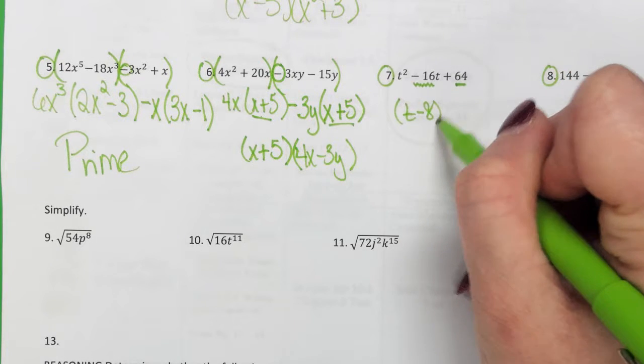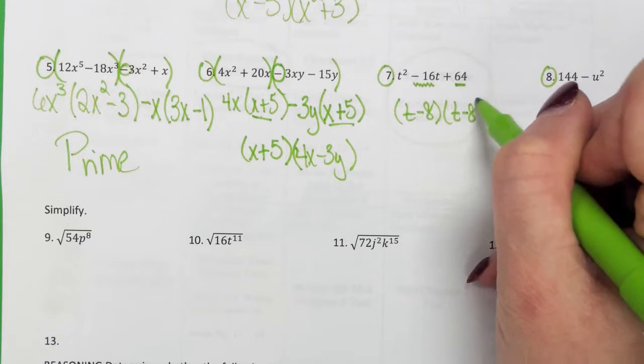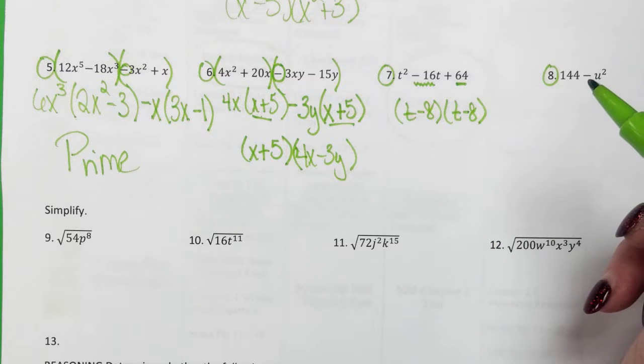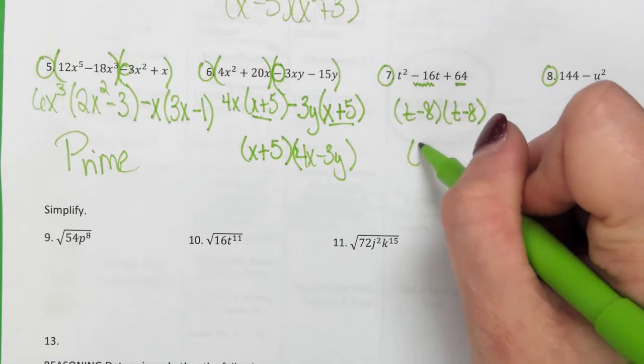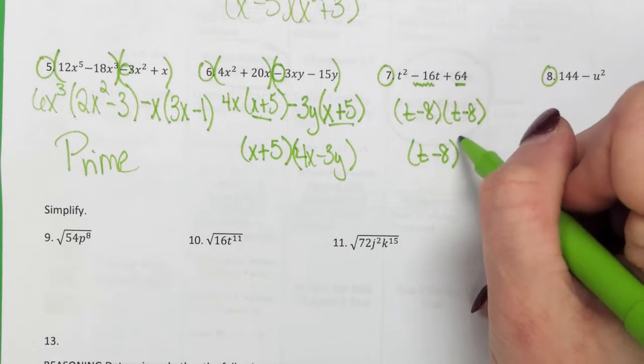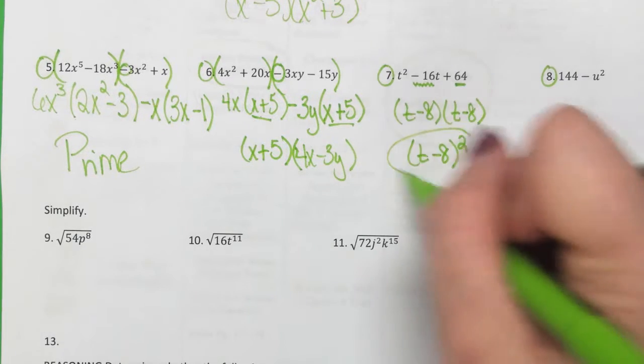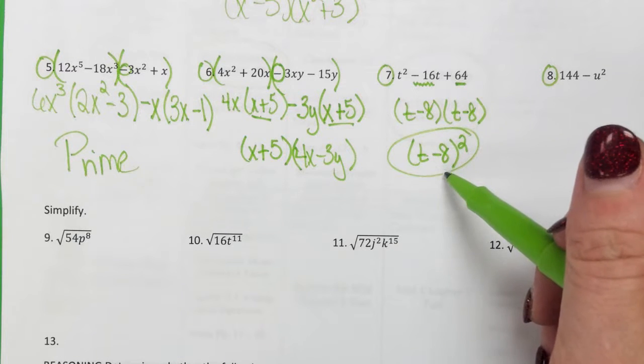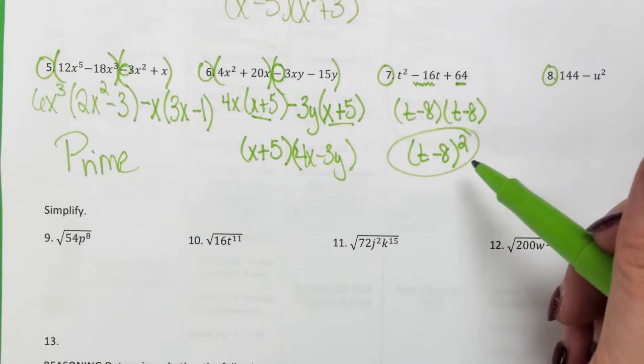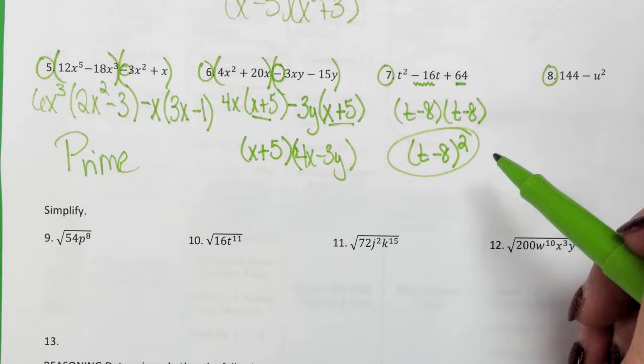-8 and -8. What do you notice about those two terms? t minus 8 squared, because they are the exact same thing, but there's 2 of them. This is the one that you're going to see on your multiple choice. This is the one you'll see on ACT. Get it, got it good? Y'all okay? Y'all with me today?